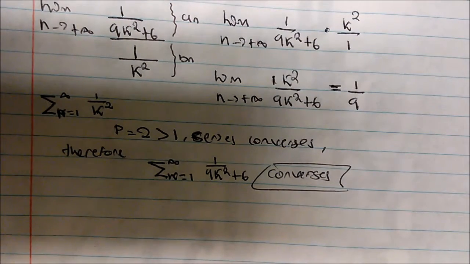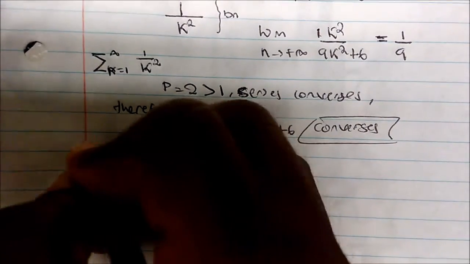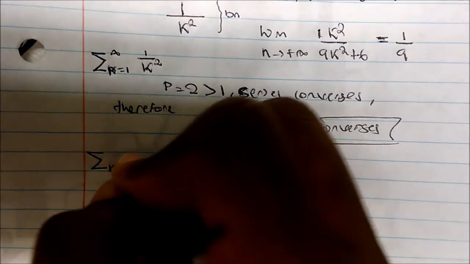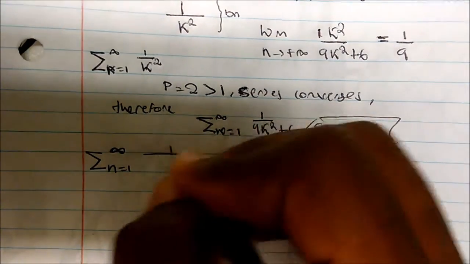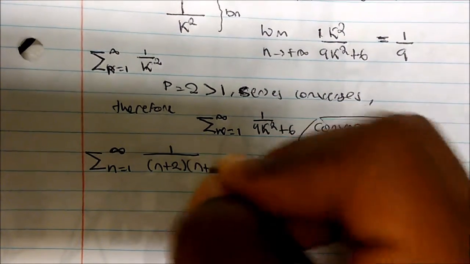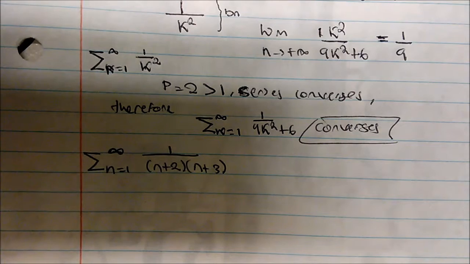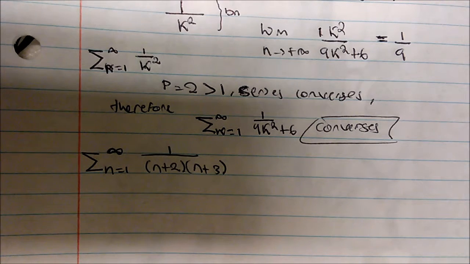So let's take a look at one more. What if we're given this one, where n is equal to 1 to positive infinity of 1 over (n plus 2)(n plus 3)? We want to determine if it converges or diverges using the limit comparison test.